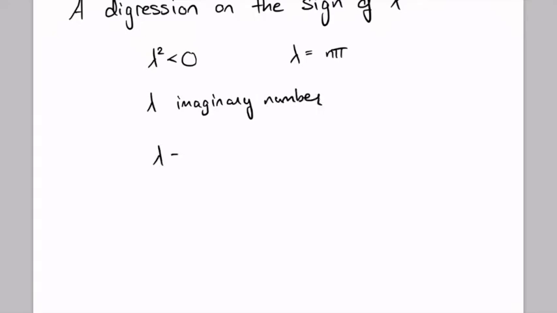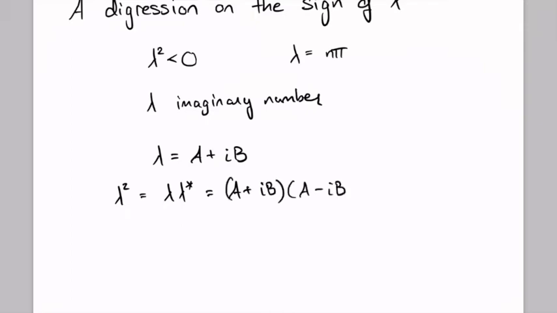So we'll say that lambda is a plus ib. Now when we write lambda squared, it's a little bit of a misnomer because it's not actually lambda squared, it's lambda times its complex conjugate. And so if we were using wave notation, we would be writing lambda, lambda star, which basically means here's our lambda and here's its complex conjugate.